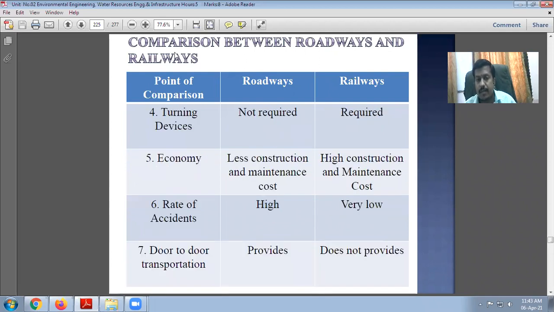Turning devices are not required because we have curves which are being provided. In the railways also we have curves which are provided. Economy: roadways, less construction and maintenance cost; railways, high construction and maintenance cost. Rate of accident, in case of roadways, it is high. As far as railways is considered, low to very low. Door-to-door transportation, roadways provide it, but railways do not.